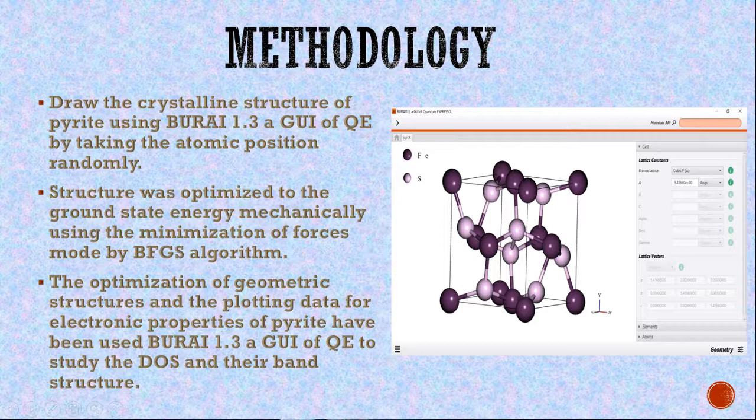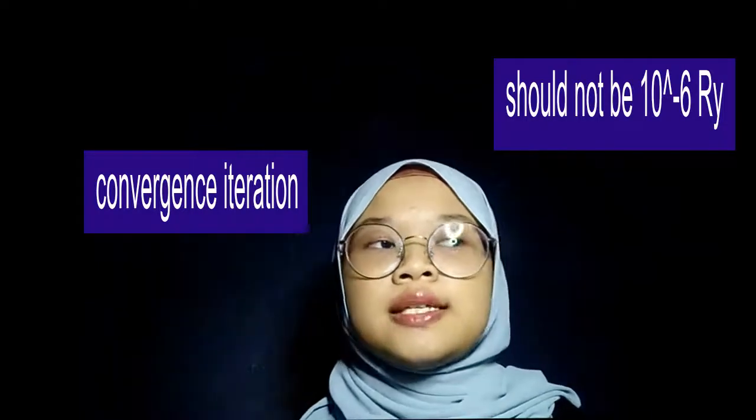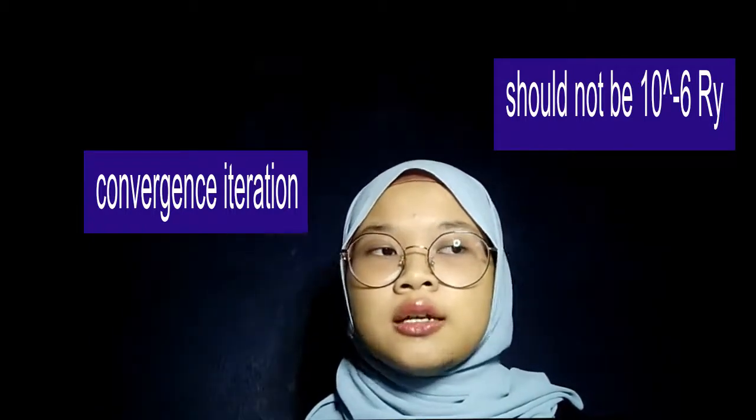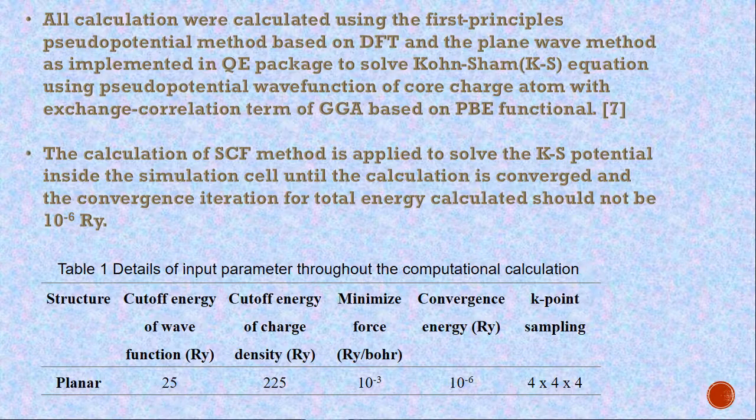Next, all calculations were done using the first principle pseudo-potential method based on DFT and the plane wave method as implemented in the Quantum ESPRESSO package to solve the Kohn-Sham equation, using pseudo-potential wave functions of core charge atoms with the exchange correlation term of GGA based on the PBE functional. Then the SCF method is applied to solve the Kohn-Sham potential inside the simulation cell until the calculation converges, and the convergence threshold for total energy should be 10^-6 Ry.